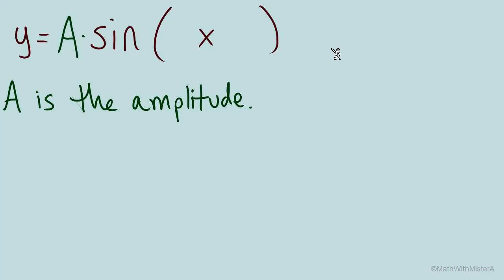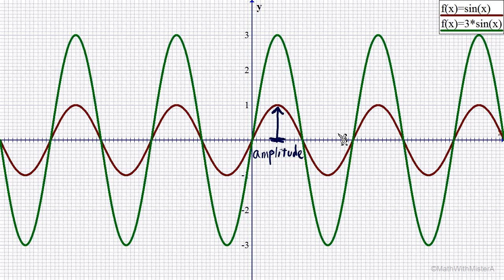When we're talking about trig functions specifically, we call that value of a the amplitude. On the graph, the amplitude is the distance from our midline to a peak or to a valley. The sine function goes between -1 and +1, but the amplitude is not a measure of that total difference, which would be a total difference of 2. It's actually half of that total difference.